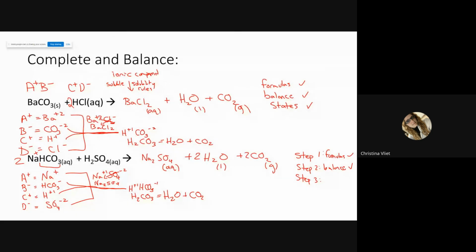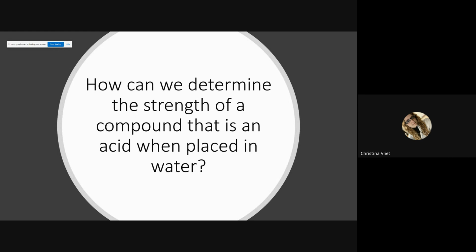So we're going to talk just a little bit about strength of acids, like what in the world is a strong acid versus a weak acid. But like I said, with the mathematics, we're going to hold on to that till the next unit of study. So today is just theory, but we will be looking at the math that proves it later in the course. So how can we determine the strength of a compound that is an acid when placed in water? If you want to, you can write this question.